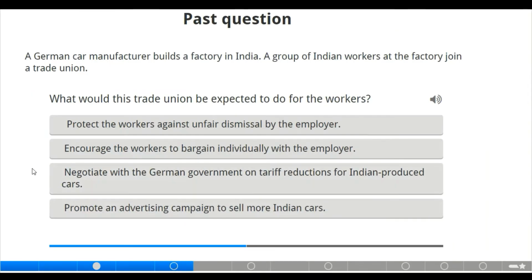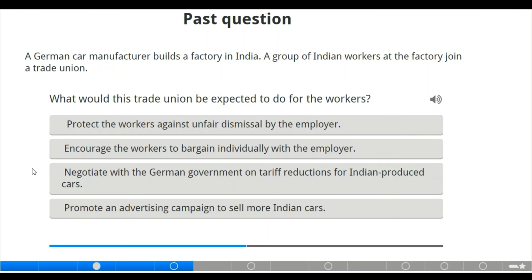We also have a past question here. I love that. A German car manufacturer builds a factory in India. A group of Indian workers at the factory join a trade union. Wow. What would this trade union be expected to do for the workers? I think this past question is about the role of trade union. Now let us check our options.